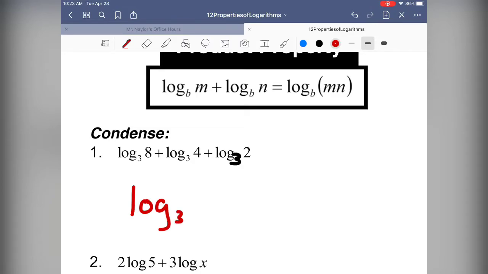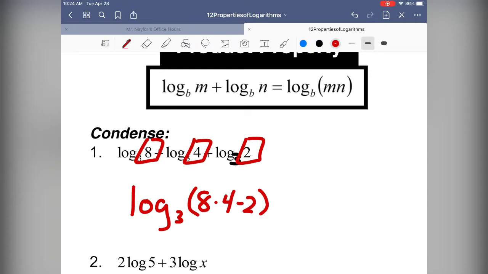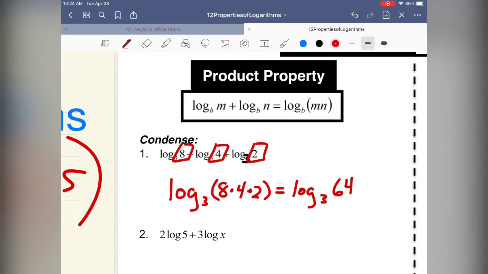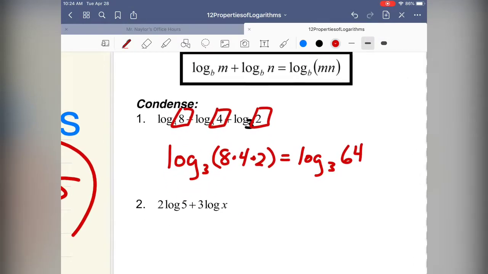Now, I like to encourage students just to write 1 log so that you're guaranteed now to condense this to be the multiplication of 8, 4, and 2. The multiplication of 8, 4, and 2, well, that ends up being the number 64. So we end up here with the log base 3 of 64. And so we have used the product property to condense this together to be 1 log of that multiplication.